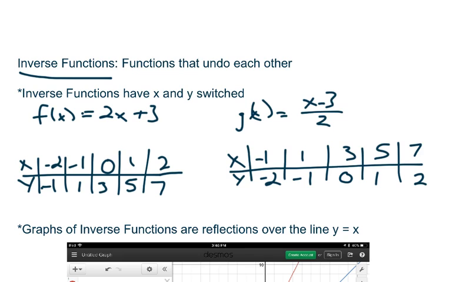Notice that in inverse functions, the x's and y's get flipped over. They're still in the same order, x comma y, but notice that these x values in the first function are now the y values of the second, and vice versa. The x values of the second are actually the y values of the first. And we're going to find that in any pair of inverse functions. Just visually, the graphs of inverse functions are reflections over the line y equals x.